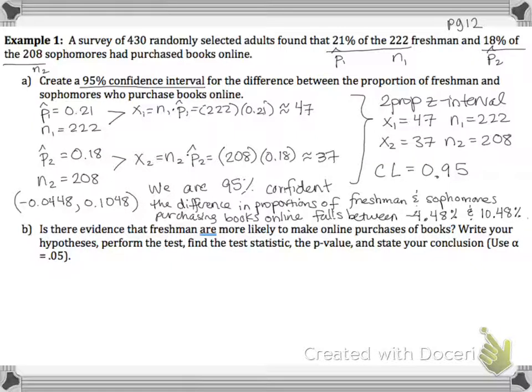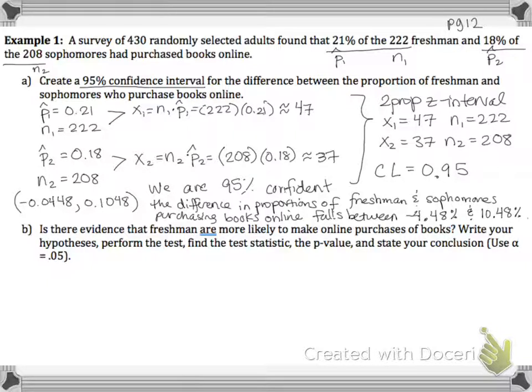So let's continue with part B here. We already did all the work for finding X1 and X2. If you look at my solutions, I repeat the work just so you can see where the numbers come from, but I'm not going to repeat it here with such little room. We're going to go ahead and set up the hypotheses and run this test. This says, is there evidence that freshmen are more likely to make online purchases of books? Write your hypotheses, perform the test, find the test statistic, the p-value, and state your conclusion using alpha as 0.05.